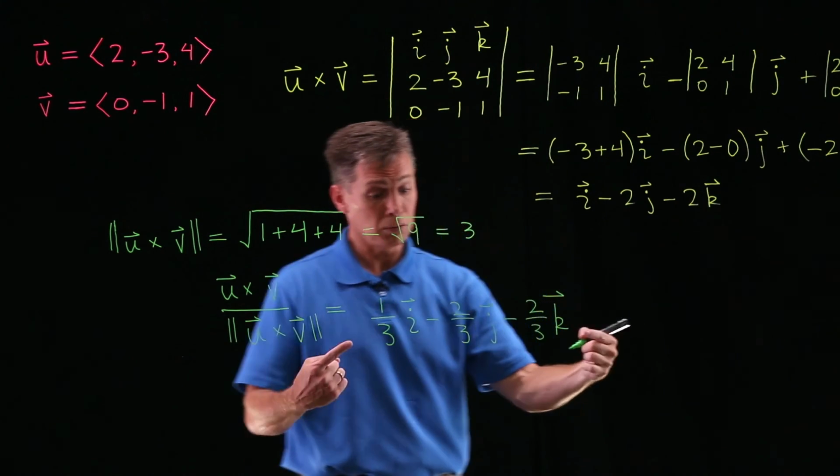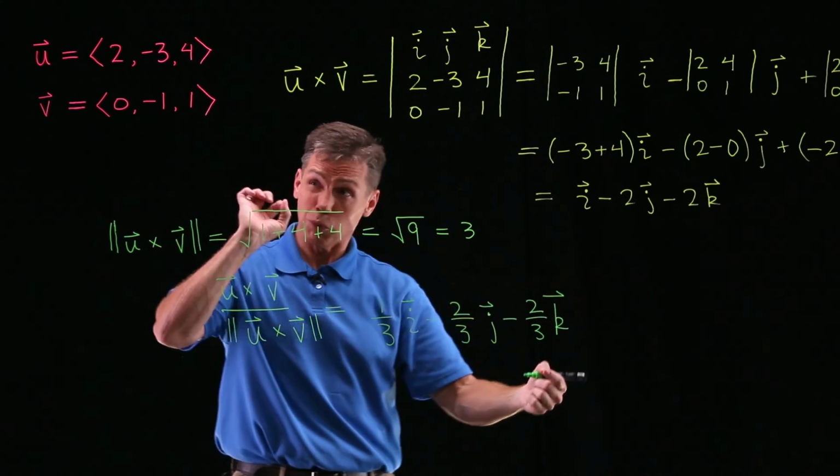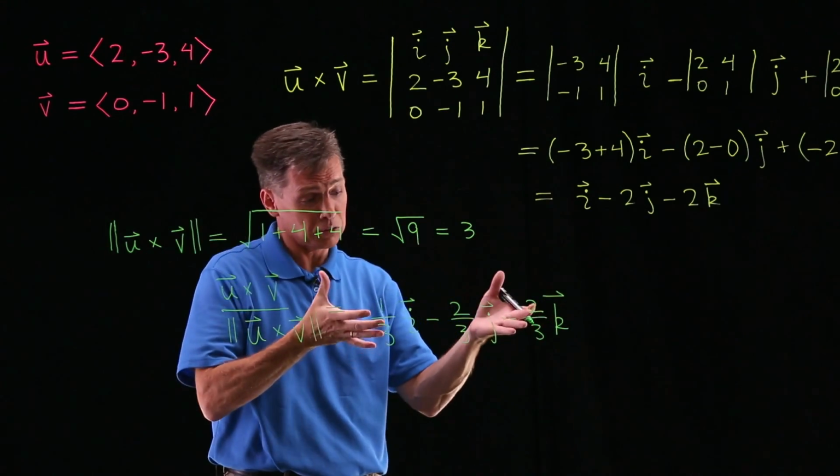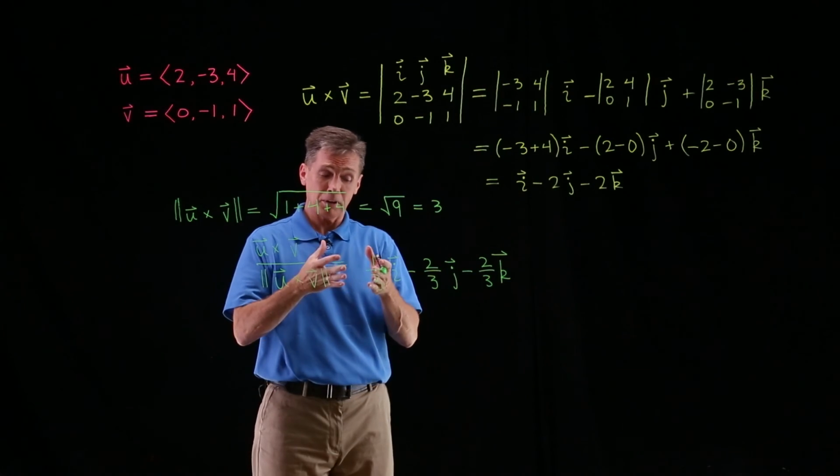And this vector will be orthogonal to each of those, and normal in the sense that it's a unit vector, length 1. All right, that's my answer.